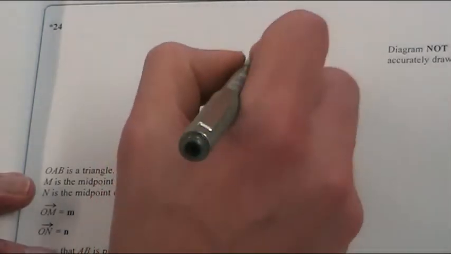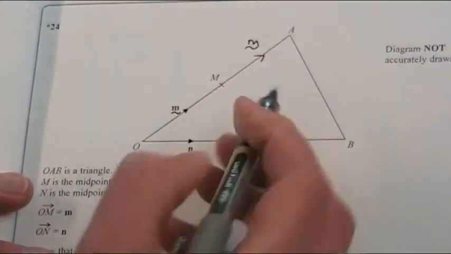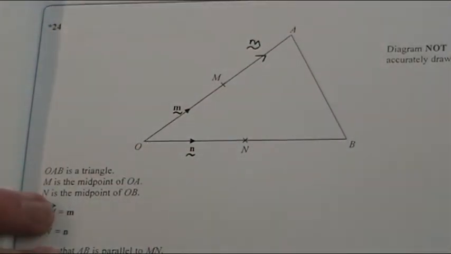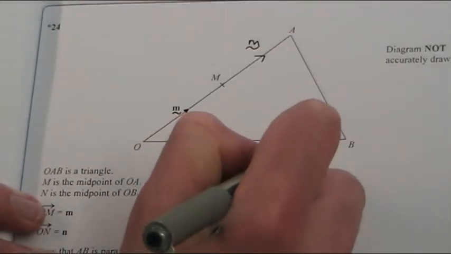So if that's an M, I know that this bit is an M because this is halfway. So if I just move that line up, it's exactly the same size, which means that this bit is also an N.